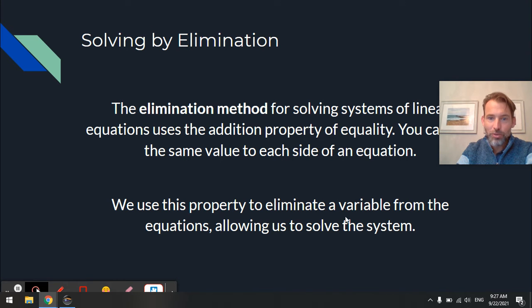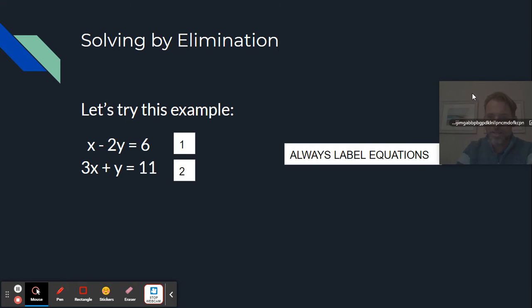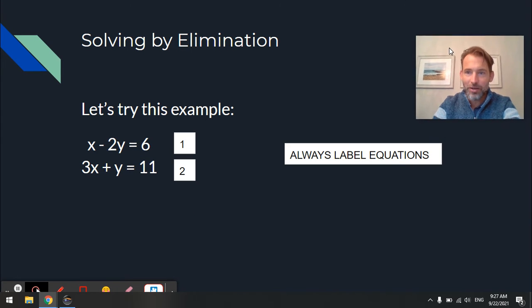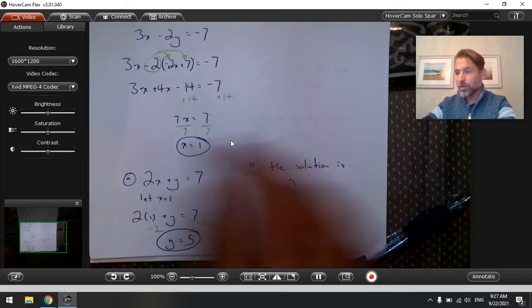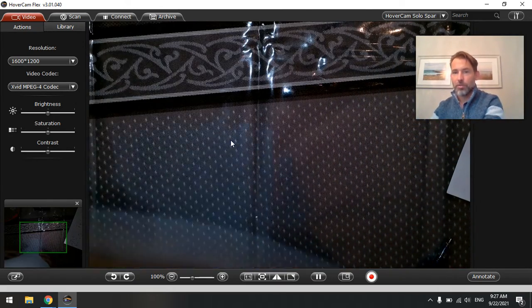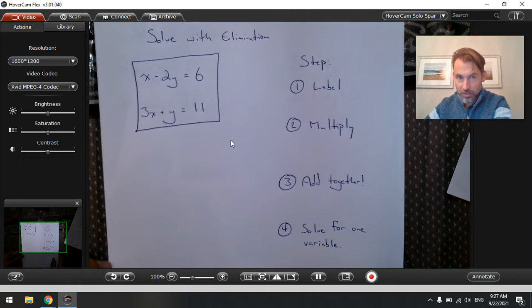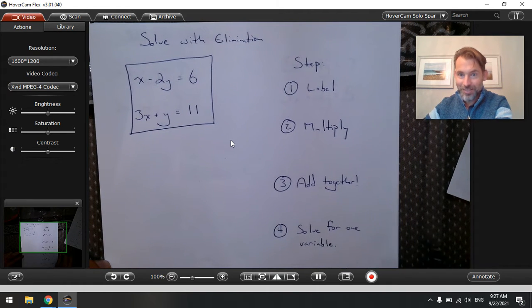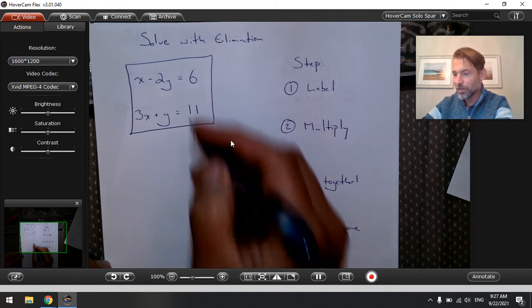So we can do this to eliminate a variable from one of the equations. And that gives us one variable, one equation we can solve. So let's try an example together. I'm going to do it and you're going to copy. I'm going to flip over to the document camera and we're going to do this example next. You have this example on your handout. I'd like you to copy this as I do it and see how we go about solving these.